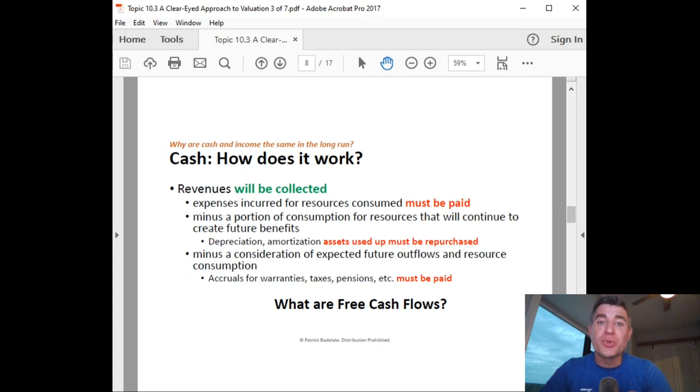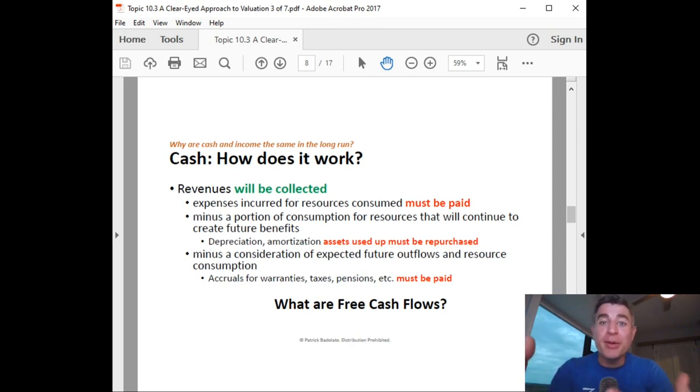Cash. Well, what's the reason why in the long run cash should approximate that value created? Well, we're assuming revenues will be collected. And if not, we actually have methods of accounting for the amounts we don't expect to collect, the allowance for bad debts and stuff like that. And the expenses incurred for resources consumed must be paid. There's no way I'll run my business by never paying my suppliers. You might not have paid them by the end of this fiscal year or this particular week. That's fine. That's going to happen. But there's still no business where I'll never pay my suppliers.